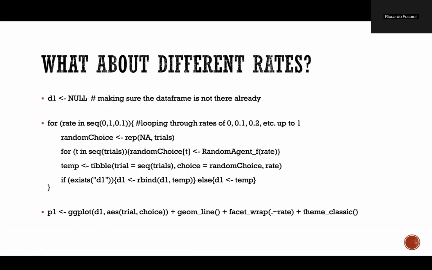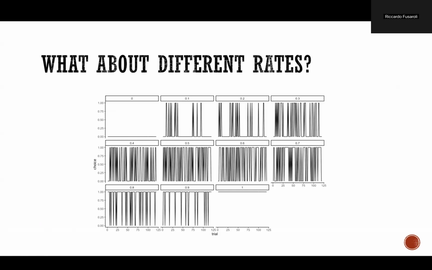Then we can create a ggplot exactly like before, but we're saying, please split the plot in a bunch of facets according to the rate. Right? It's not super pretty. It's not going to win a visualization award, but we are seeing something there, right? What are we seeing?